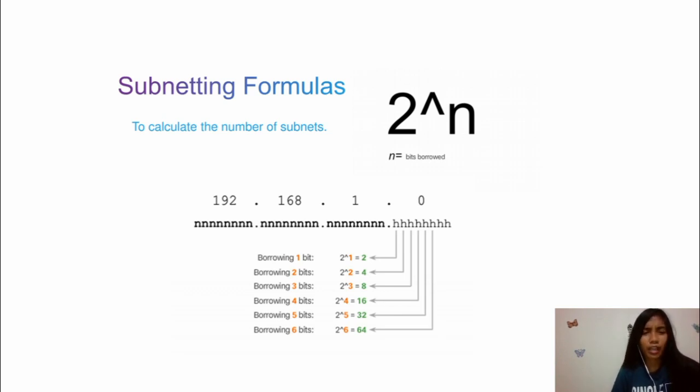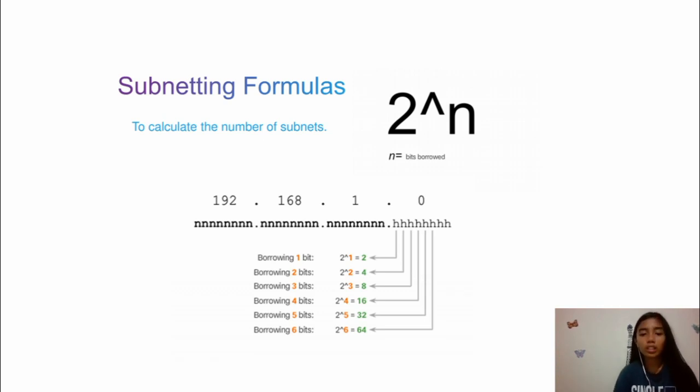Here are the formulas in getting the subnets. To calculate the number of subnets, 2 raised to n, where n is the number of bits borrowed. Borrowing 1 bit is equal to 2, borrowing 2 bits is equal to 4, borrowing 3 bits is equal to 8, borrowing 4 bits is equal to 16, borrowing 5 bits is equal to 32, and borrowing 6 bits is equal to 64.